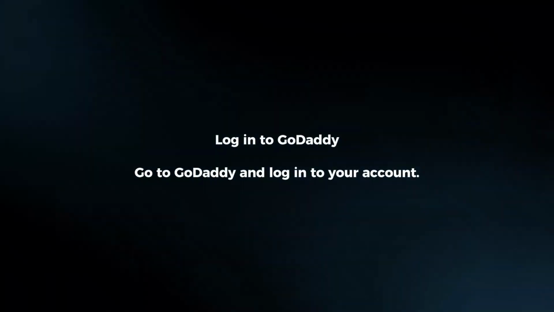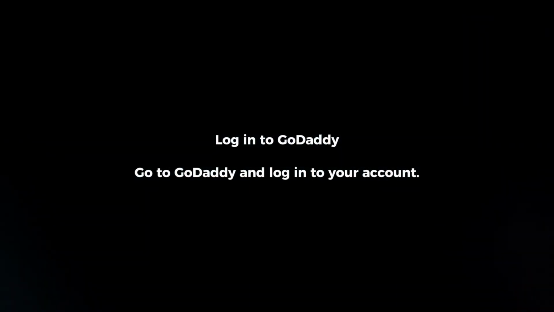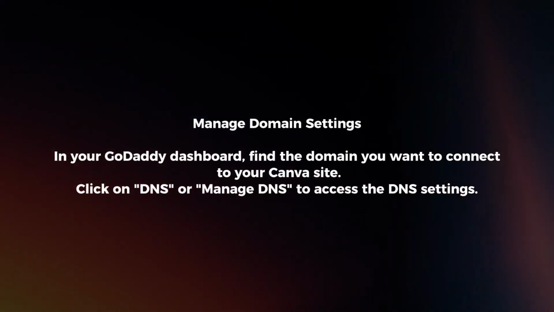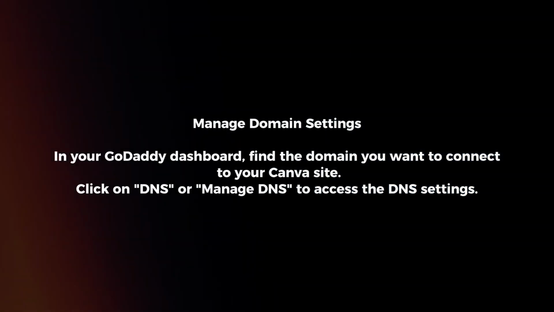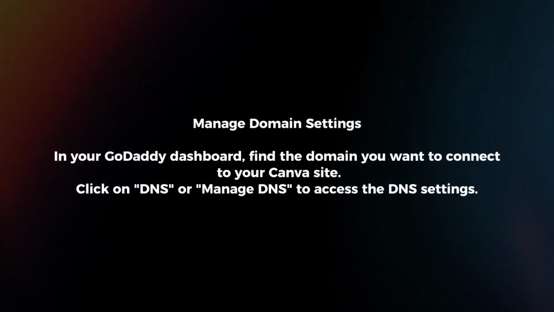Log into GoDaddy. Go to GoDaddy and log into your account. Manage domain settings. In your GoDaddy dashboard, find the domain you want to connect to your Canva site. Click on DNS or Manage DNS to access the DNS settings.